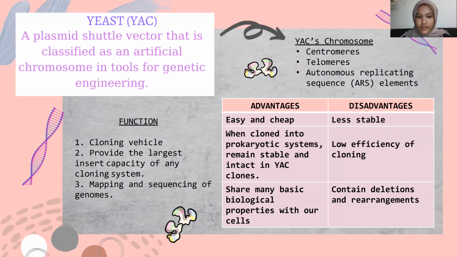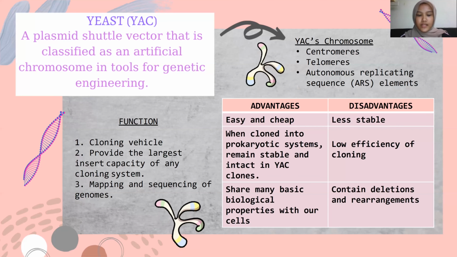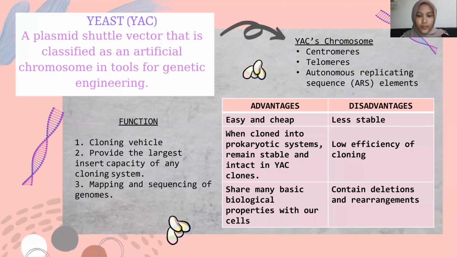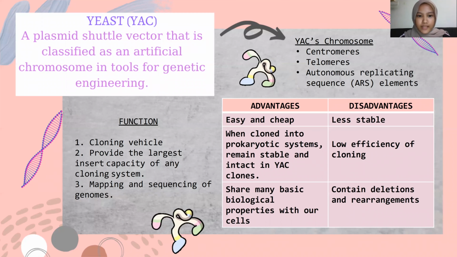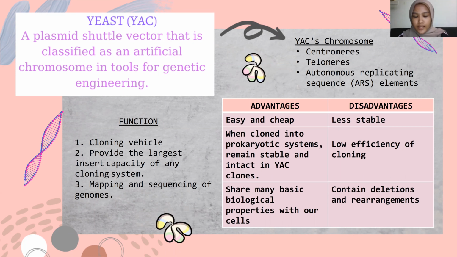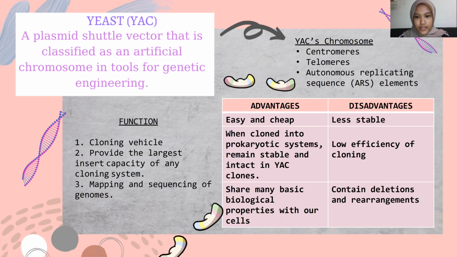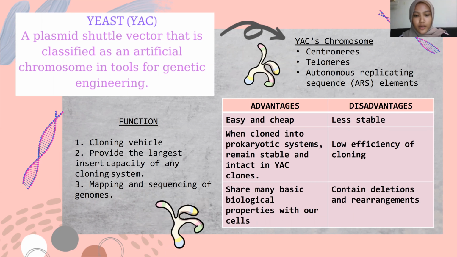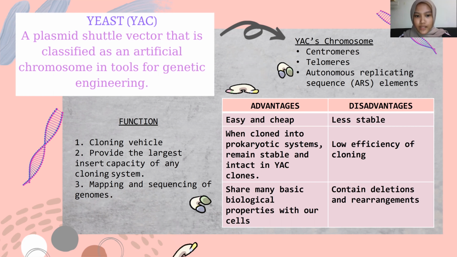So the first advantage is that it is very easy and cheap. Genetic manipulation in yeast is much easier and cheaper compared to similar experiments in more complex animals such as mice or zebrafish. And then the second advantage is that it is stable in prokaryotic systems. When it is cloned into a prokaryotic system, it remains stable and intact in YAC clones.